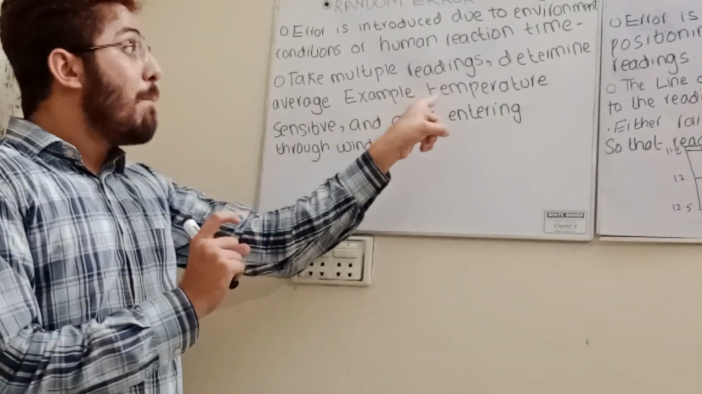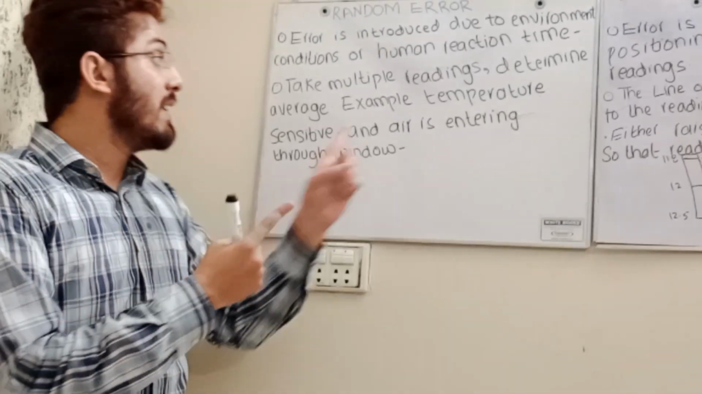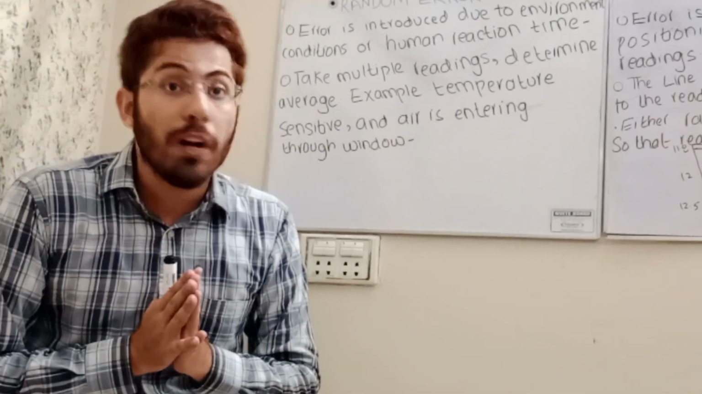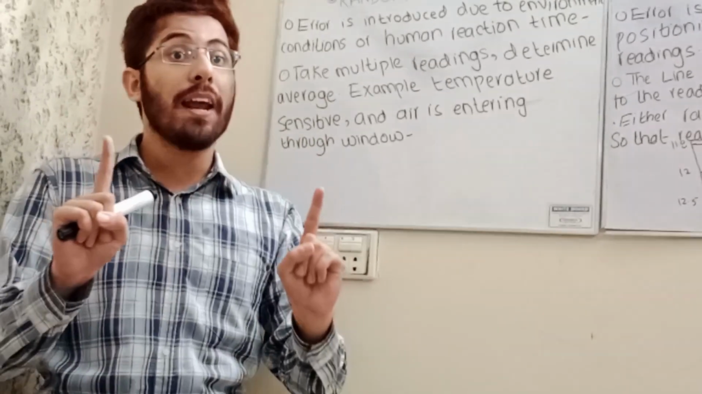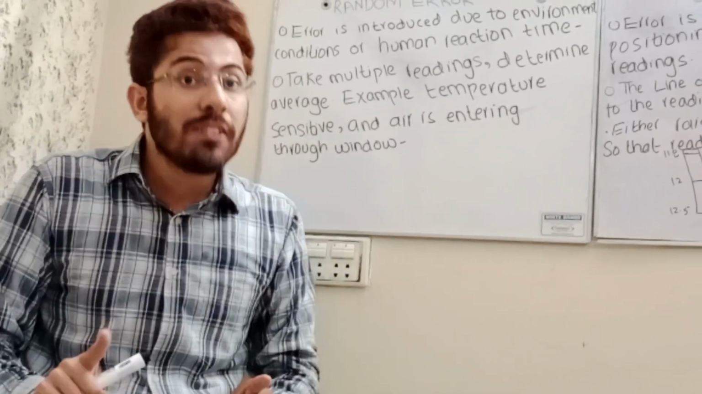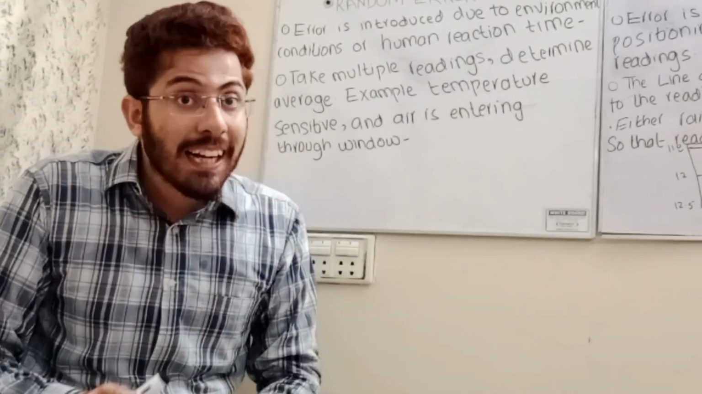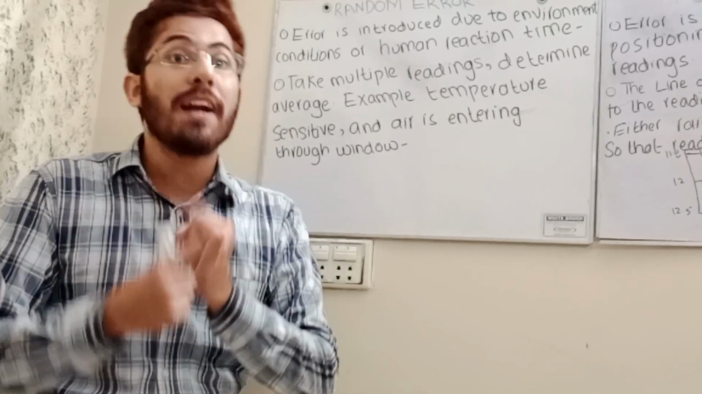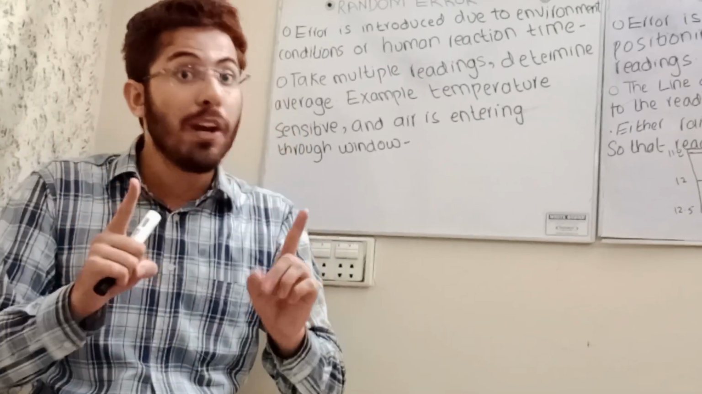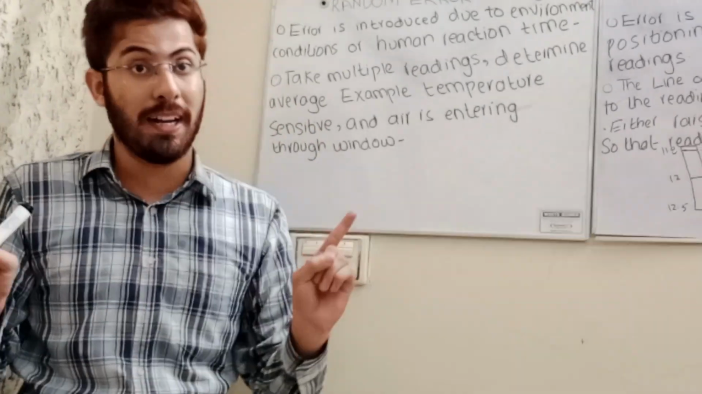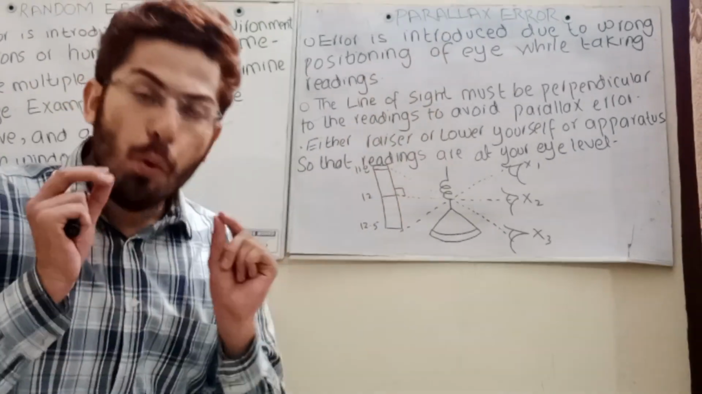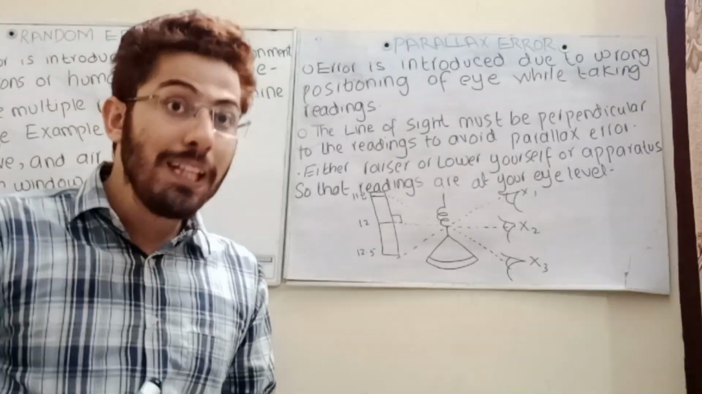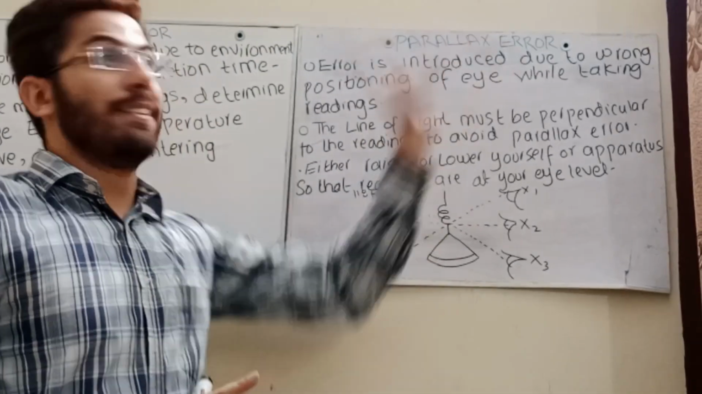So for example, temperature sensitive devices, or air entering through a window, is also called random error. Random error can be minimized, but it cannot be neglected, by taking the average and taking repetition, but you will not do this in systematic error. Okay, student, this error is the most important error which is mostly asked in the exam: parallax error.